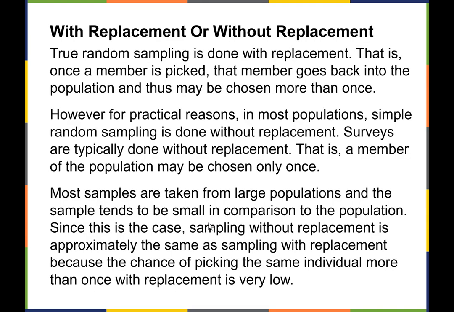All right, with replacement or without replacement. So if you're going to do a true random sample, you could put somebody back in the population. Like if you were thinking of the example of the administrative assistant standing at the library, the person could go into the library, come back out and go in again. And that would be with replacement. He got replaced back into the population.